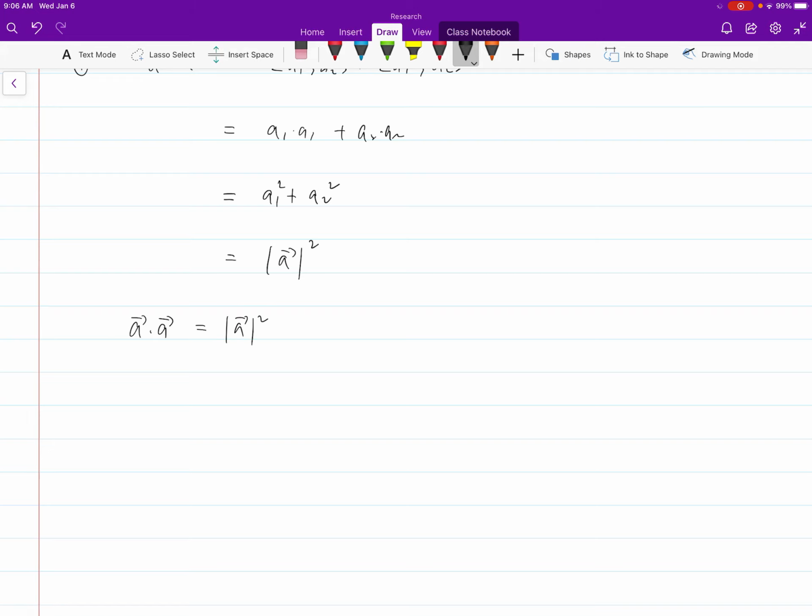Okay, but keep in mind, we will never write down something like this. When you have 2 times 2, you know it's 2 squared. When you have 3 times 3, you know it's 3 squared.